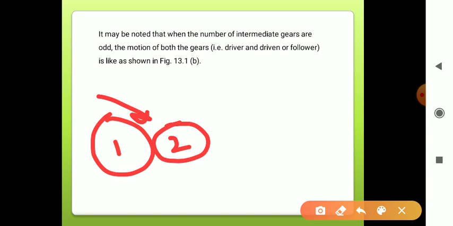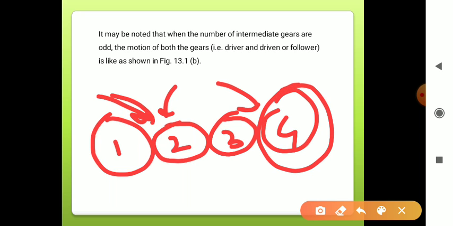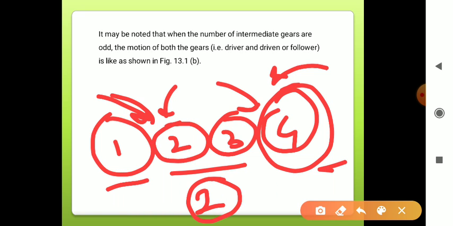Suppose this is clockwise, this anti-clockwise. Here gear number 3 will be there, which is clockwise, and this is gear number 4, suppose the driven, which is again anti-clockwise. That means the driver will be clockwise and this will be anti-clockwise. Here the intermediate gears are 2, that is an even number. In the case of an even number, the sense of rotation of driver and driven will be in opposite direction, because we use an even number of intermediate gears.